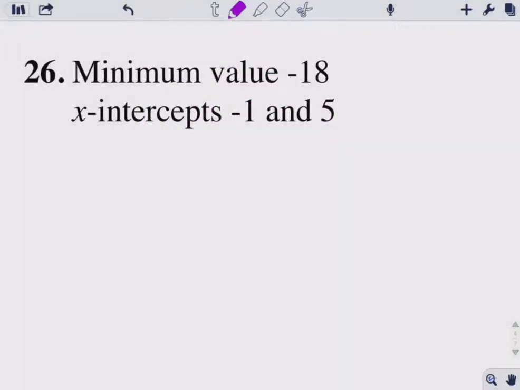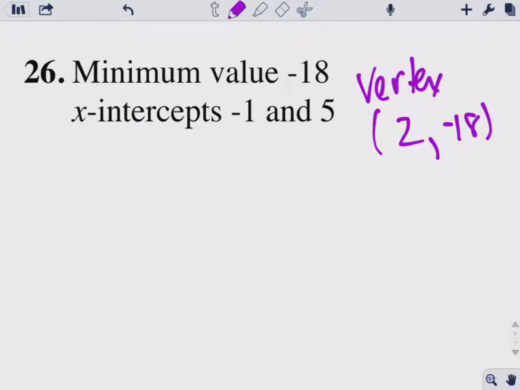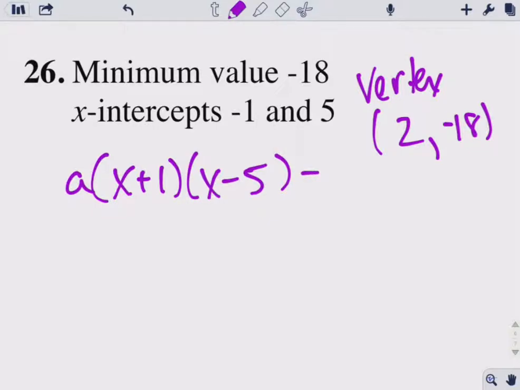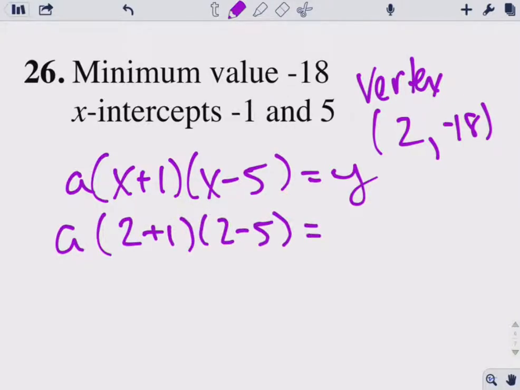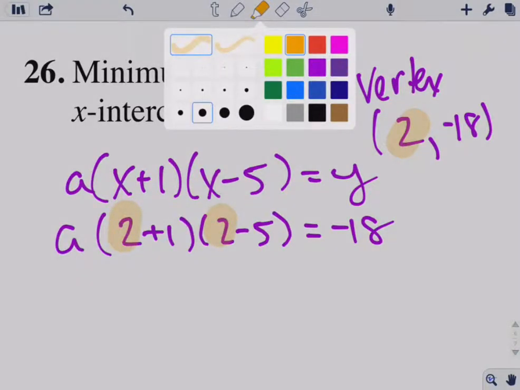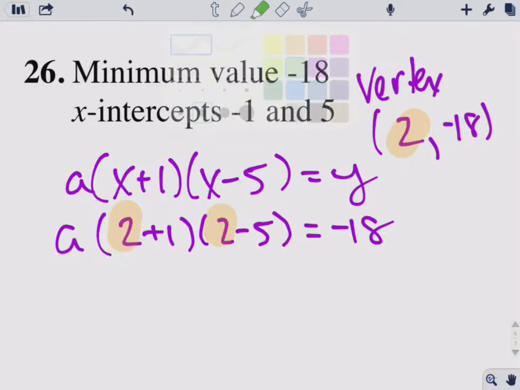So remember, our vertex is what? The y coordinate is negative 18. The x coordinate is between negative 1 and 5, which is 2. Then I have x plus 1 times x minus 5. I have a, that equals y. So I'll plug in the x's I know from the vertex, and the y is negative 18. Just remember that 2 is here and here, and that negative 18 is there.